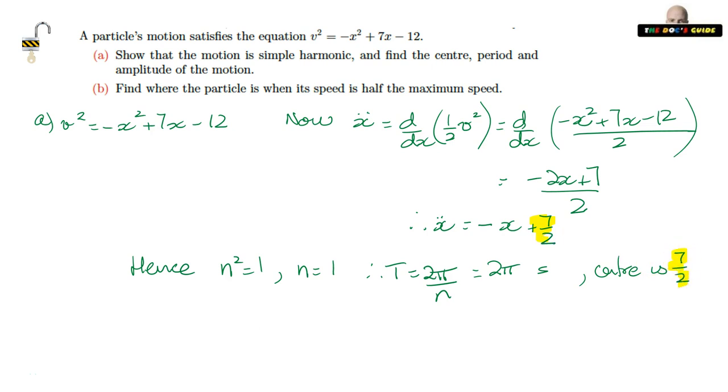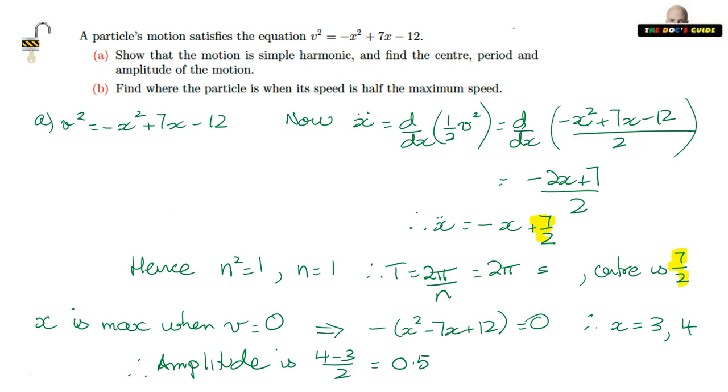Now we then had to find the amplitude of the motion. So find the centre and the period, we've done that, and the amplitude. x is a maximum, so in other words x equals the amplitude when the velocity is 0.